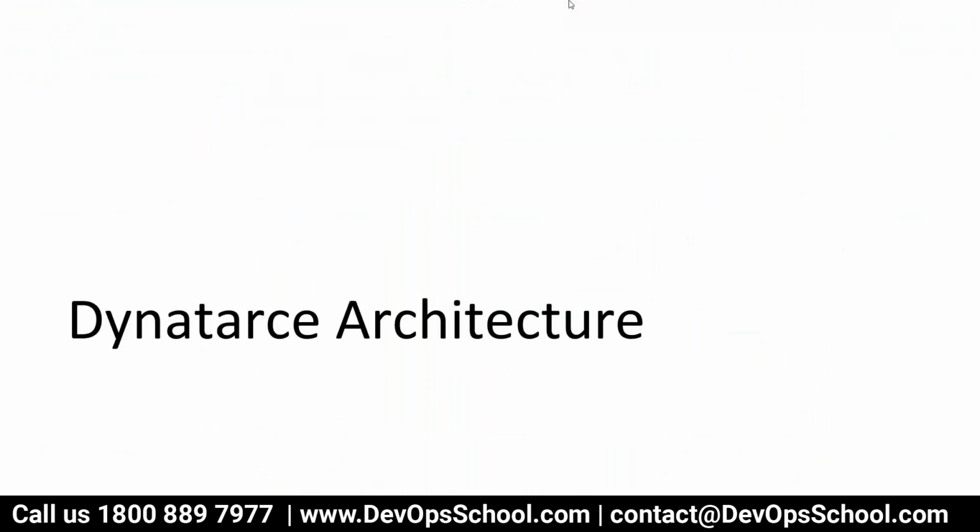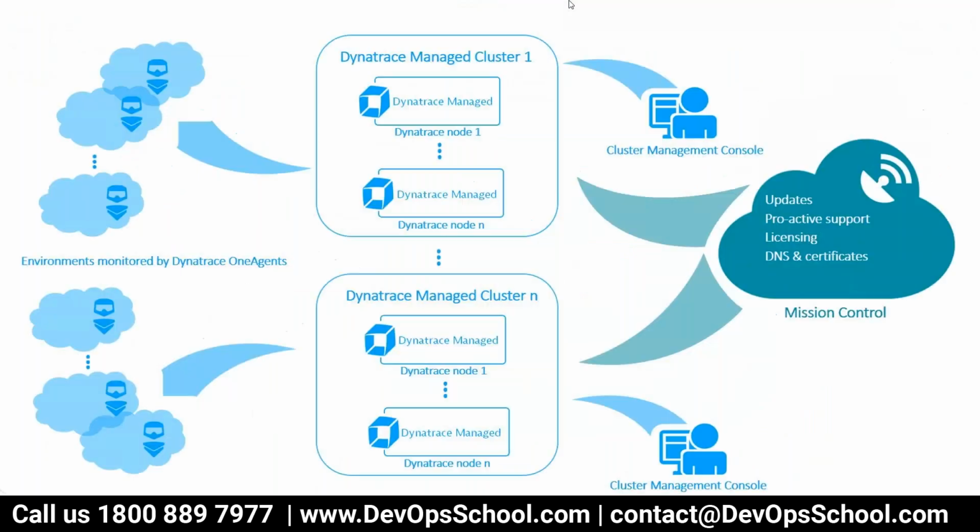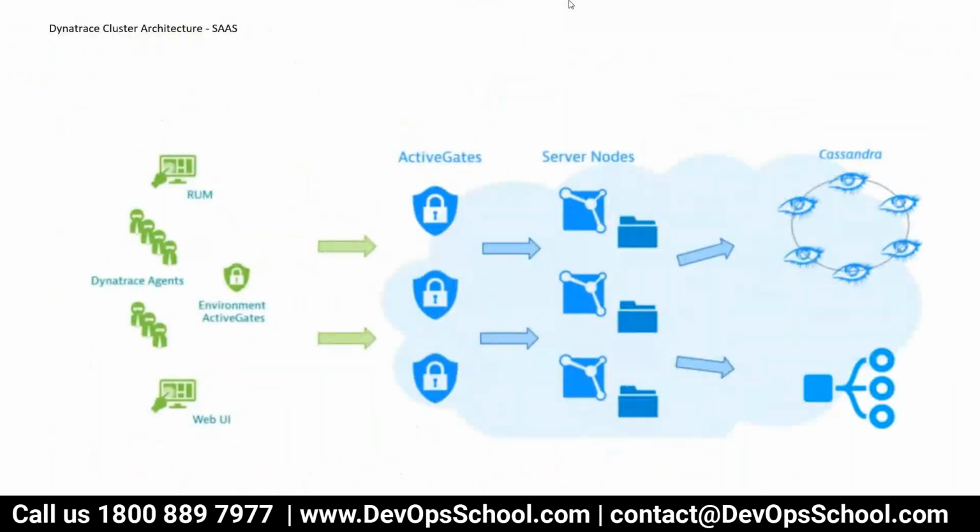Okay, so the architecture, more or less we discussed. I'm just ignoring some of the slides. Here you see the Dynatrace agent installed in your host, and then ActiveGate is a proxy server, server nodes, and so on.